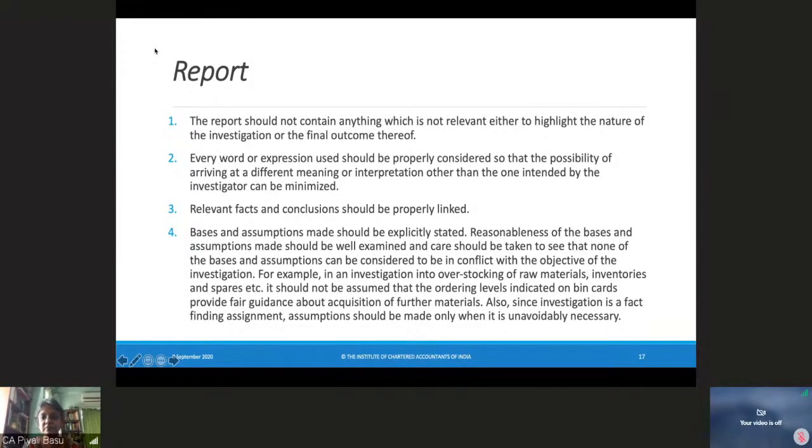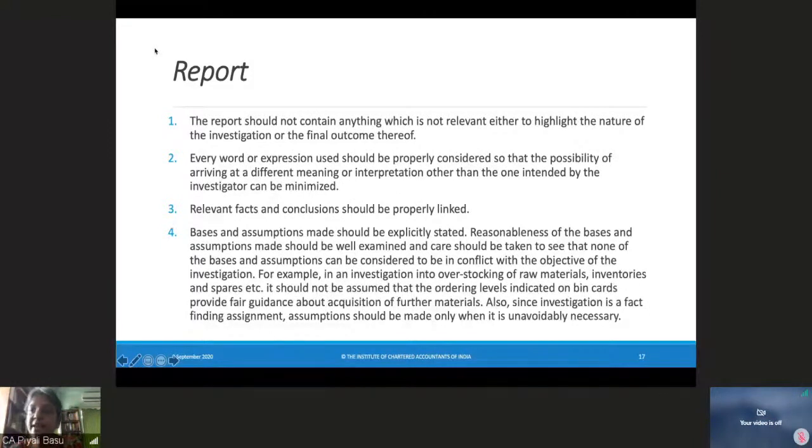That's important. For example, in an investigation into overstocking of raw materials, inventories and spares, it should not be assumed that the ordering level indicated on bin cards provides a fair guidance about acquisition of other materials. Why do we say not to make such an assumption? We may or may not. You have to think both ways. You may say, okay, the reordering level has been mentioned there, and based on that reordering level, a new purchase order or requisition is generated. It could be accepted, it may not be accepted.